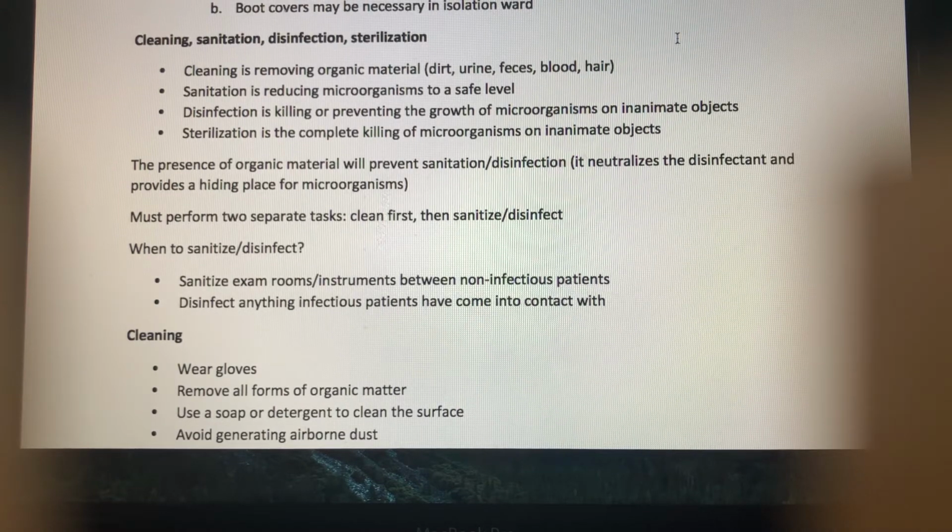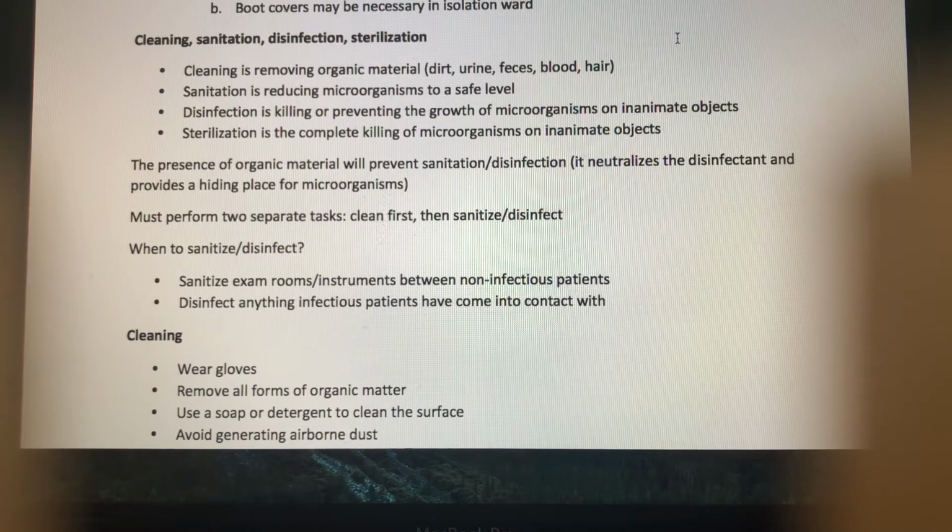So we're going to clean first, remove all that organic material, then we're going to sanitize. So make it wet with your cleaner for 30 seconds, or we're going to disinfect. So we make it wet with the cleaner and leave it for 5 to 10 minutes. So how do we choose when to sanitize and when to disinfect? You can sanitize exam rooms and instruments between non-infectious patients.